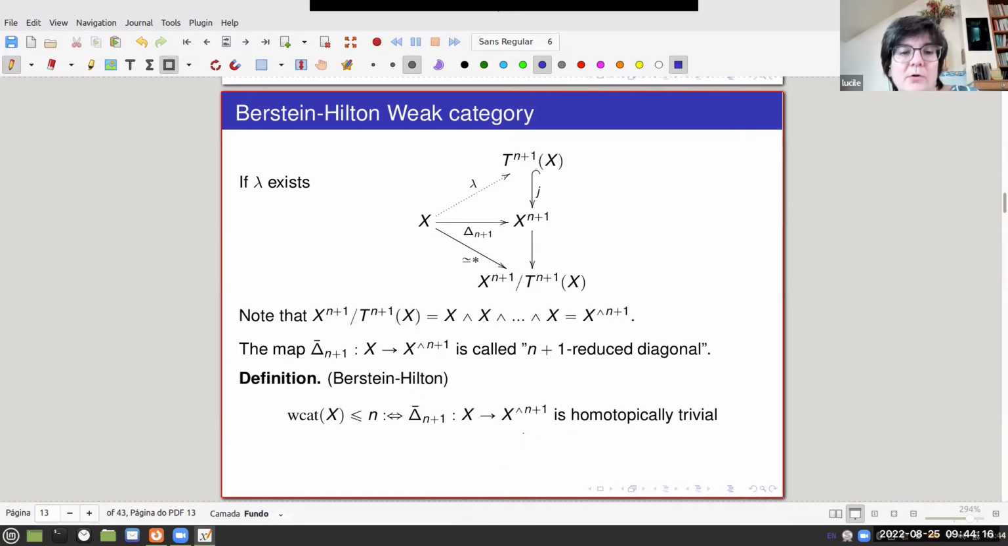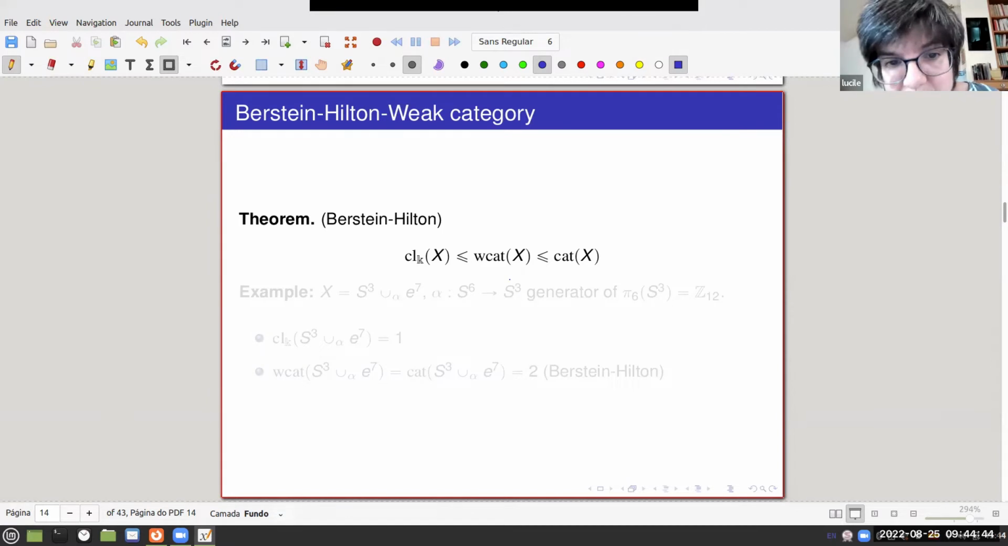Okay, so this is a lower bound for the category, and this is greater than the cup length because, if we think in cohomology, this will induce the cup product of n plus one cohomology classes. Okay, so if it is trivial, such a product will necessarily be trivial. Okay, so we have a weak cat which lies between the cup length and the category, and as shown by Berstein and Hilton, this inequality here can be strict. So this is a better lower bound than the cup length.